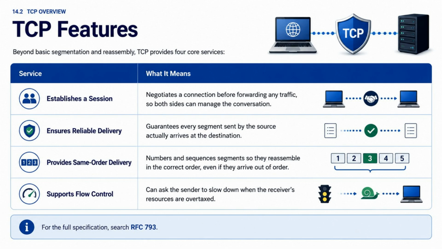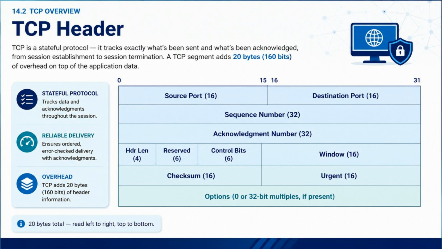Beyond basic segmentation, TCP provides 4 core services shown in the table: establishes a session, negotiates before any traffic flows; ensures reliable delivery, guarantees every segment arrives; provides same-order delivery, sequences segments so they reassemble correctly; and supports flow control, can ask the sender to slow down. Mention RFC 793 as the full spec for anyone who wants the deep details. TCP is stateful. It tracks exactly what's been sent and acknowledged from session start to finish.